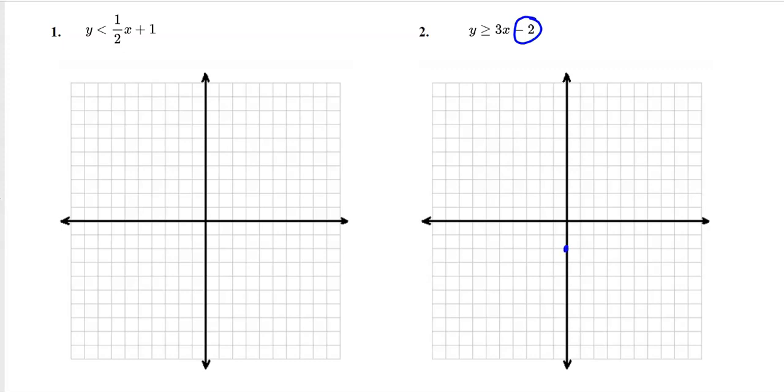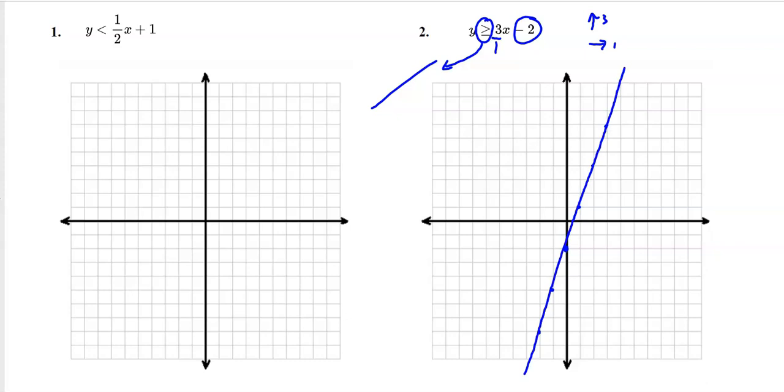Boom, we got our y-intercept. We have our slope, which is 3 over 1. So we're going to go up 3, right 1, up 3, right 1, and so on. Now, because this is greater than or equal to, I want solid. So I'm going to do a solid line.